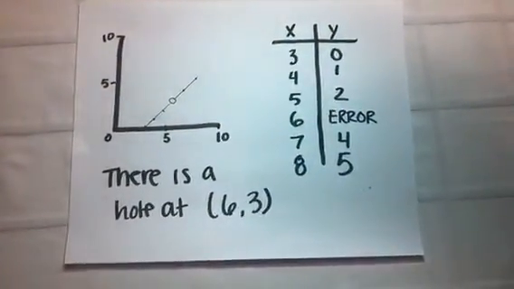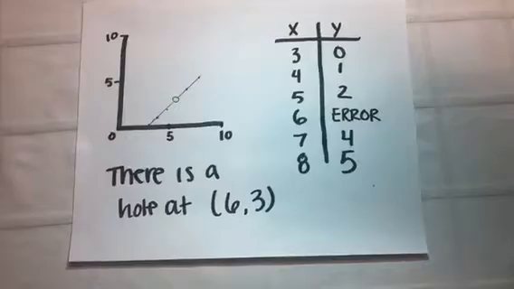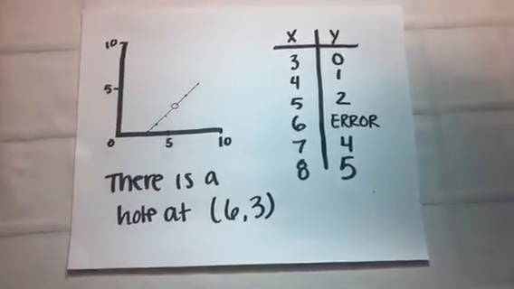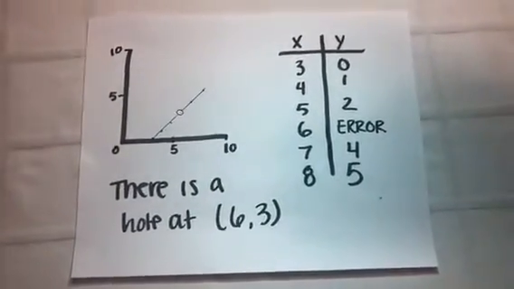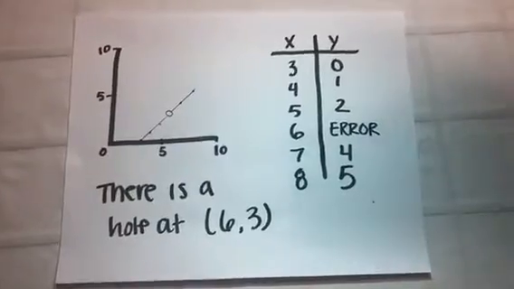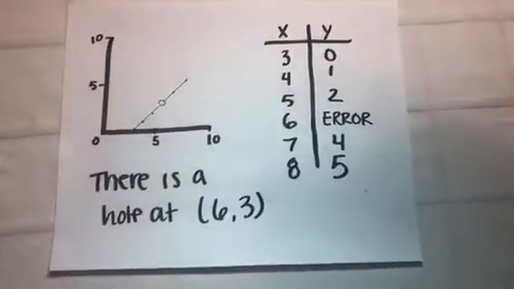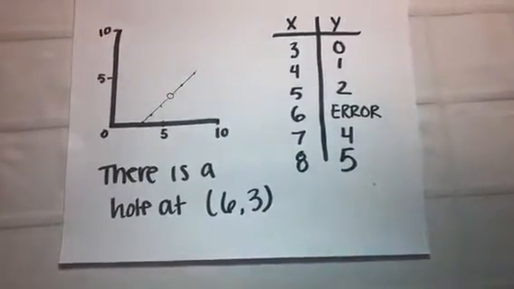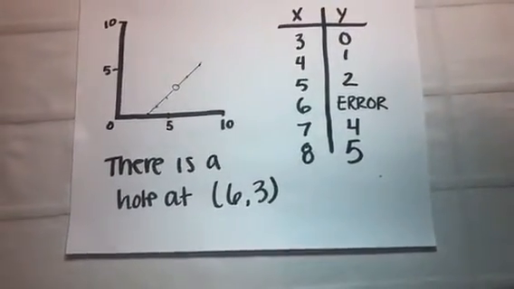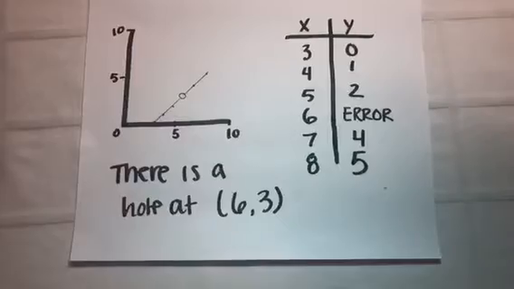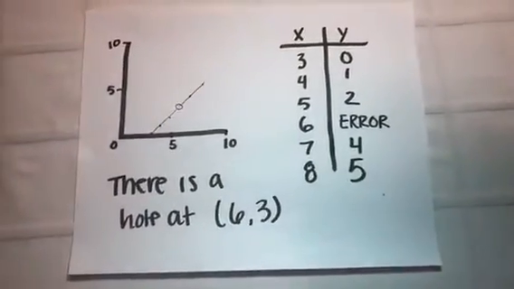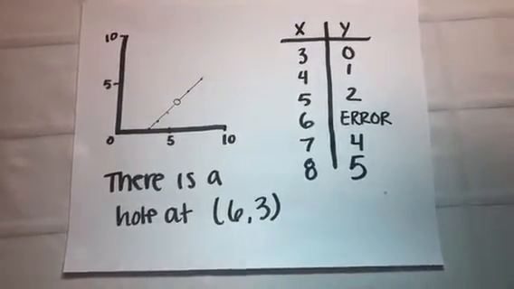To justify using synthetic substitution for this equation, we graph the equation, which shows a hole at 6, 3, which makes sense because at the point 6, 3, the equation is in its indeterminate form. But when you use synthetic substitution like we did, you simplify the equation and get rid of the common factors, which leaves you with an equation that will give you a value when x equals 6.